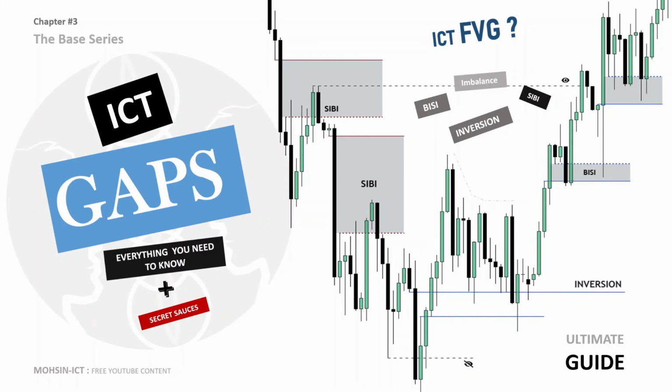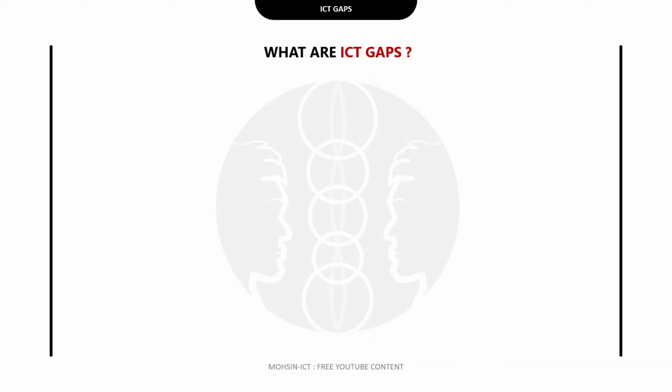What's up there? This is the ultimate guide to ICT gaps, in which we'll go from the basics of imbalance and inefficiencies, covering the BISI and SIBI, to fair value gaps and inversions. So without much saying, let's get into it. First of all, what are ICT gaps?